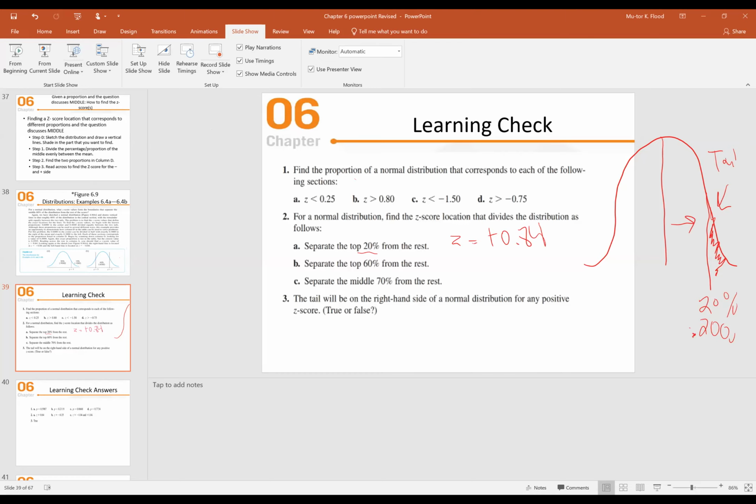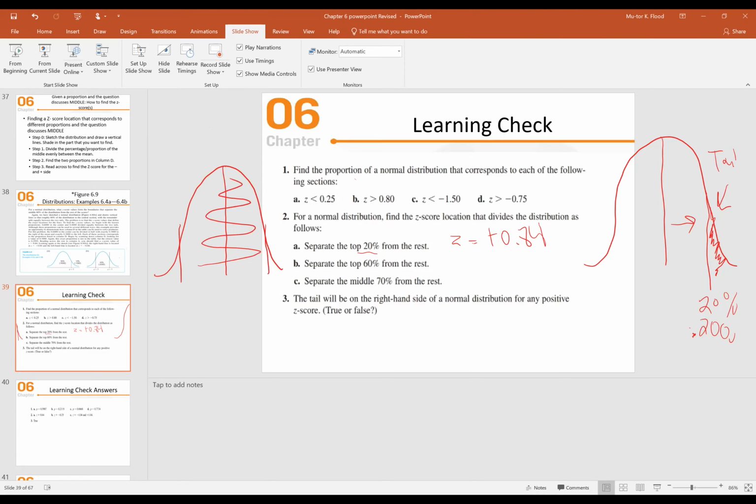So let's say we're doing the middle, separate the middle 70% from the rest. Well, for this one, we are first going to draw our distribution. We're going to put our mean in the middle. And this one is asking us, what separates the middle 70% from the rest? So here is our middle 70%. That makes up 70% of this distribution.